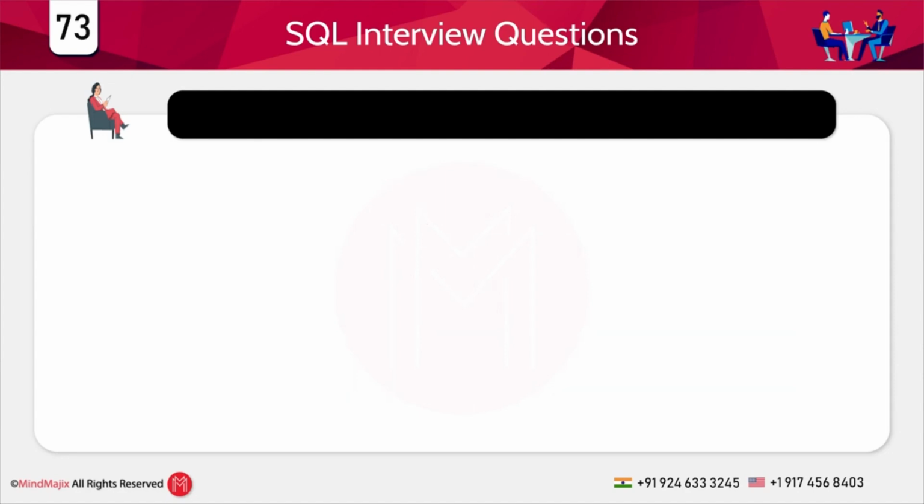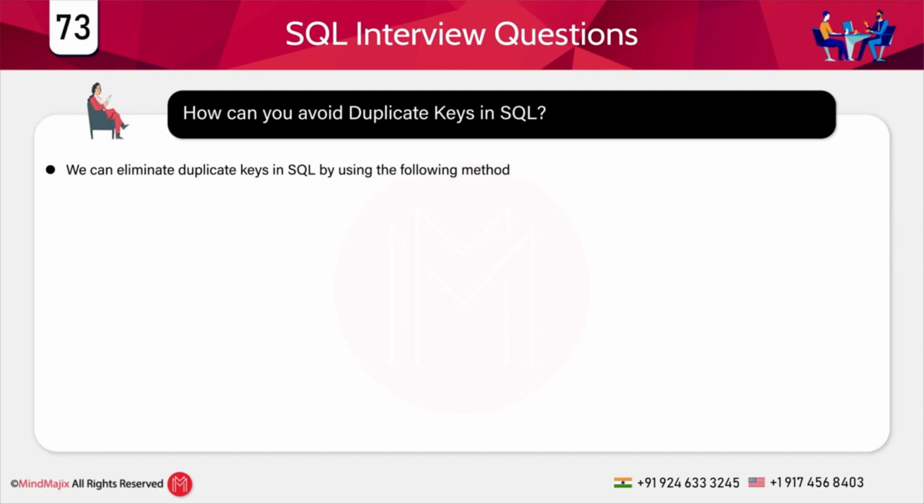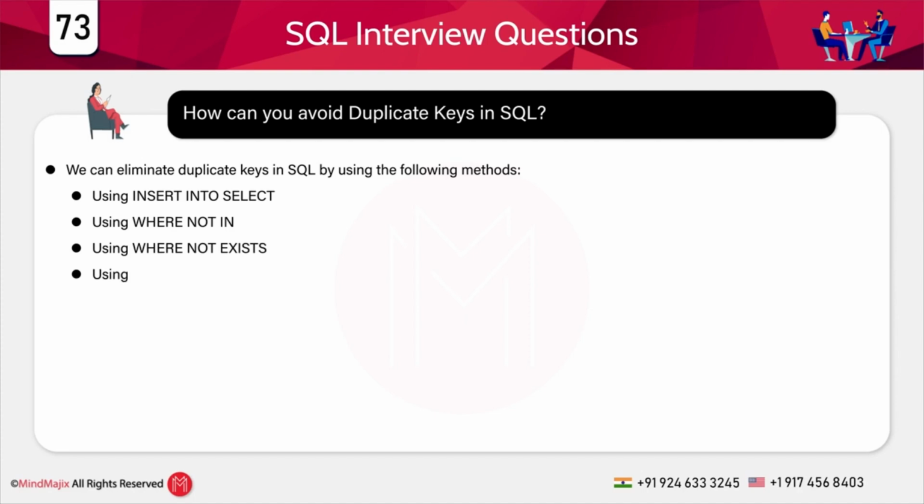The next question is, how can you avoid duplicate keys in SQL? We can eliminate duplicate keys in SQL by using the following methods. If you use these methods, you will be easily able to avoid duplicate keys in SQL. The first point is using insert into select. Then you can use where not in. Then you can also use where not exists and then the condition. You can also use if not exists. And the last point is using count star equal to 0. You must note here that the star is mentioned in the round braces.